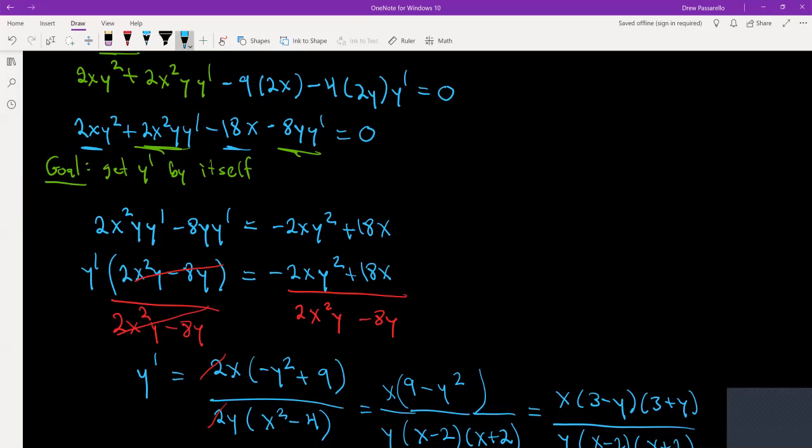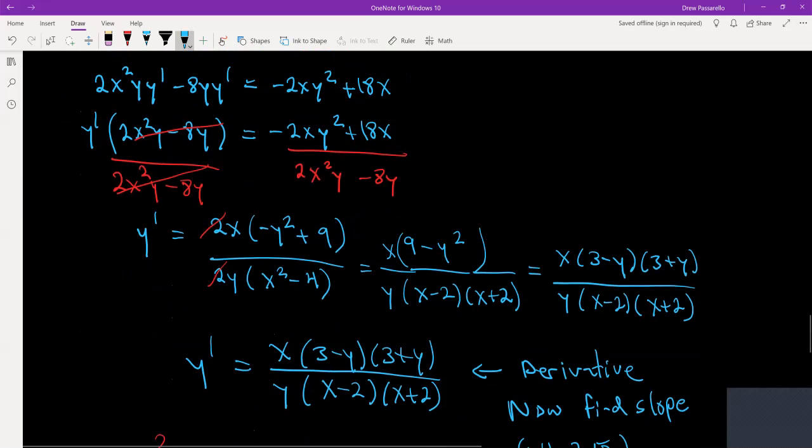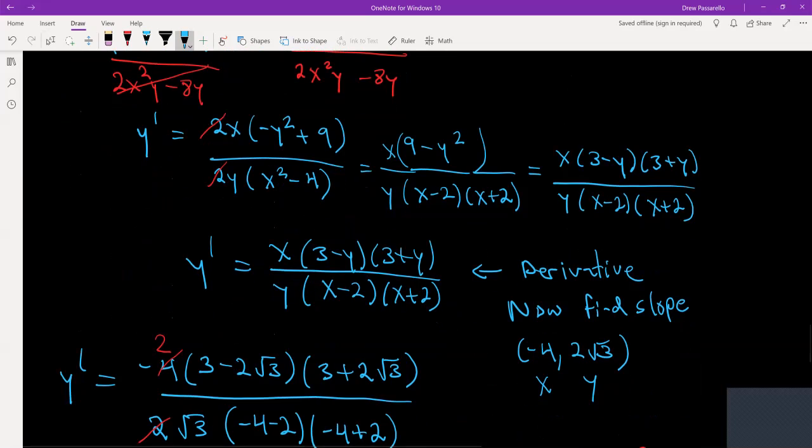Then I factored out y prime, and I divided by the 2x squared y minus 8y. And then I tried to do some factoring just to see if that would help any. And I might have gone a little too far with it because when it came to plugging in the values, it might have made it more difficult.